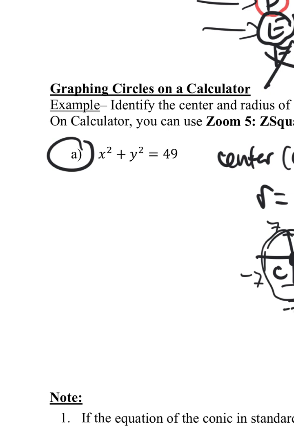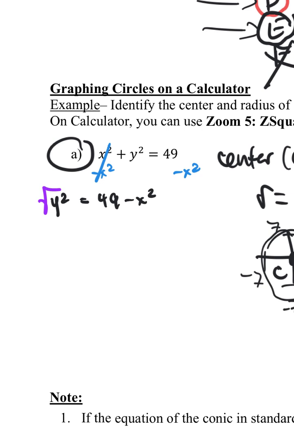Bring the x over. That's right. How? Subtract x squared from each side. So that sums to 0, leaving me y squared equals 49 minus x squared. But I don't want to put y squared into the calculator. I need to put y into the calculator. So what would I do next?